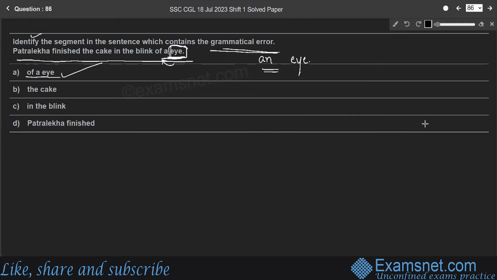Option A. Since eye starts with E, a vowel, an article should be written before this, right? So the proper article is an eye. Therefore, option A is the right answer.